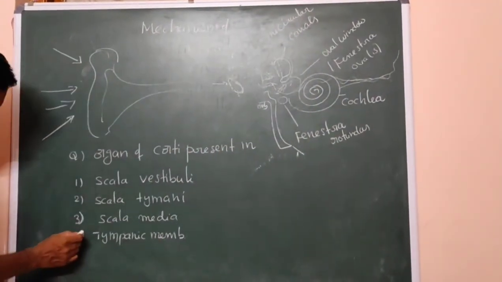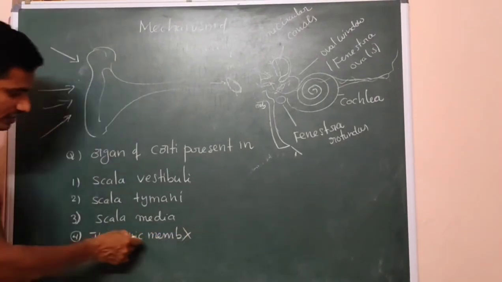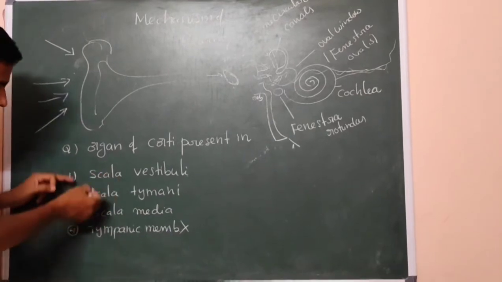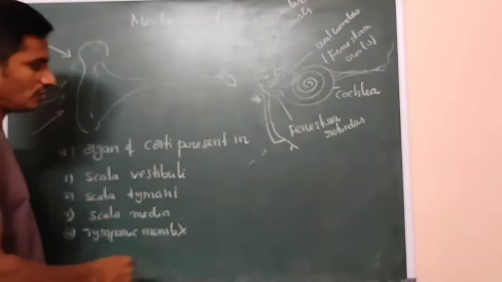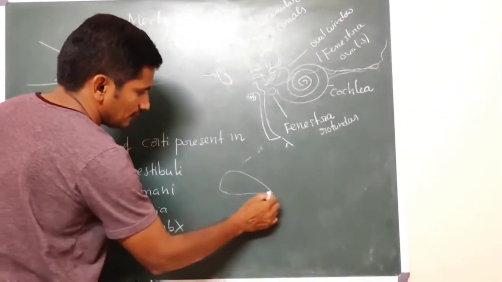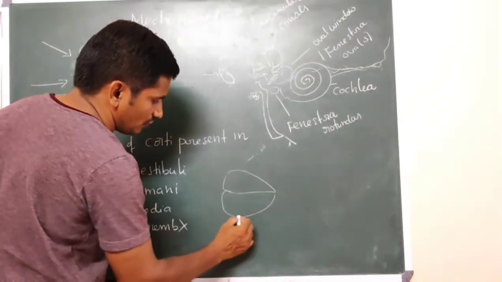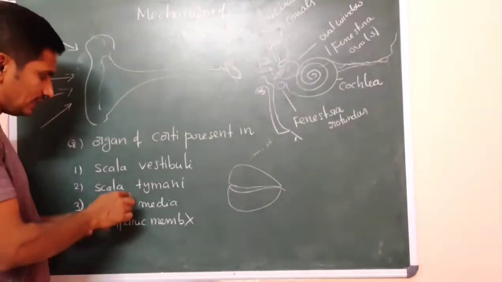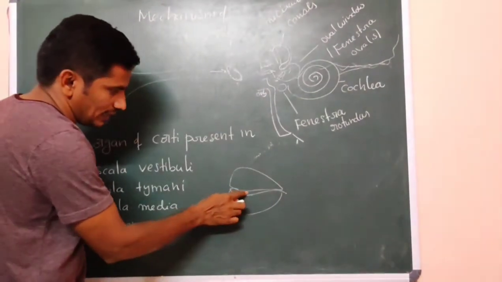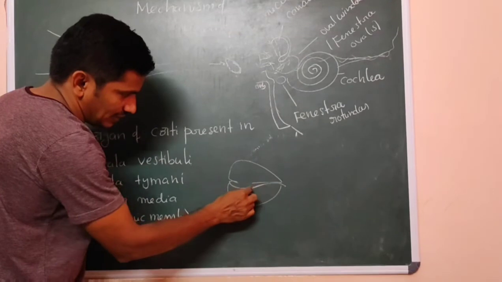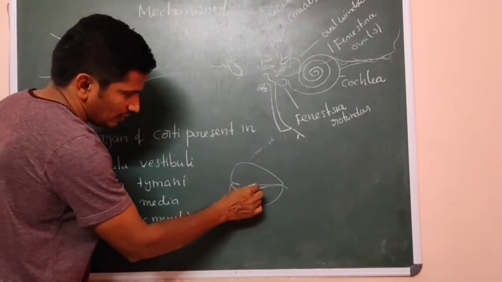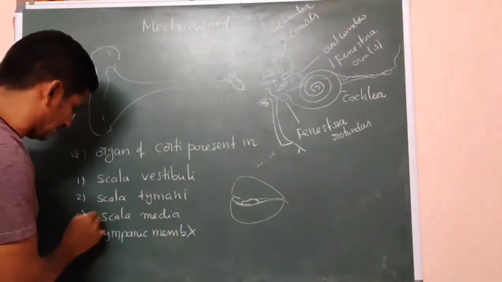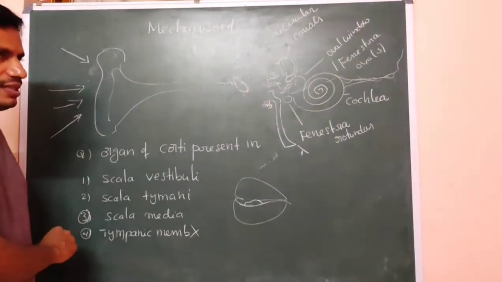The tympanic membrane is not an answer because it is nothing but the eardrum. Now, among the three, which is the correct one? This is the scala vestibuli, scala media and scala tympani. The organ of Corti is present on the basilar membrane of the scala media. So scala media should be the answer.